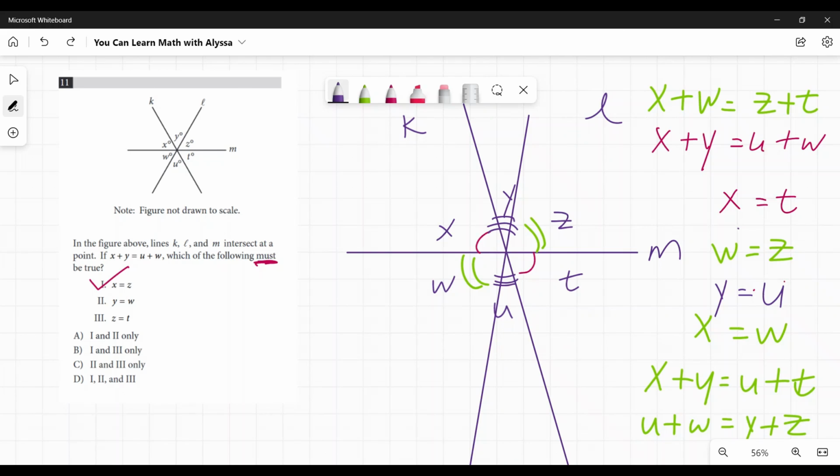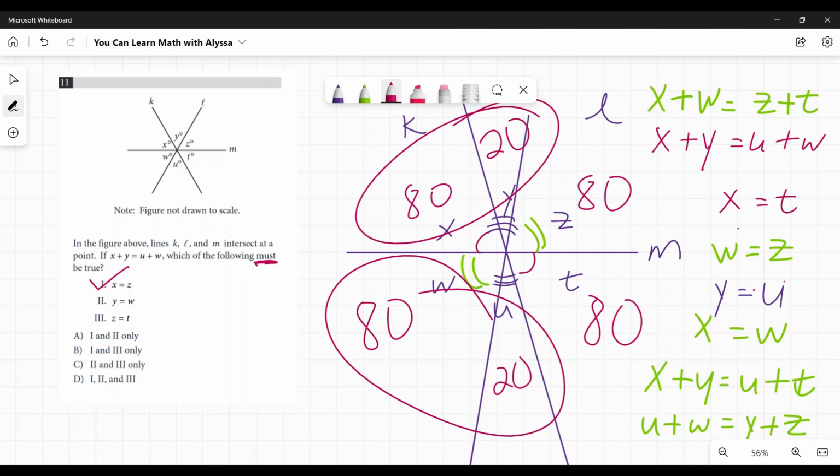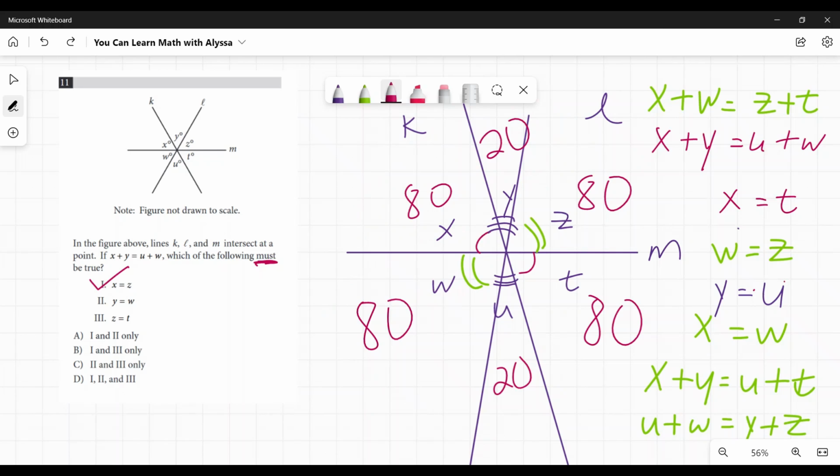So after I've done this, look at our original postulate here. X plus Y equals U plus W. Could that still be true right here? Could X plus Y equal U plus W? What if I picked some numbers? What if I said X is 80, Z is 80, W is 80, T is 80, and Y and U are 20? Would what they told us be true? Would X plus Y equal U plus W? X plus Y would be 100. U plus W would be 100. That would be true. Is Y equal to W? No.